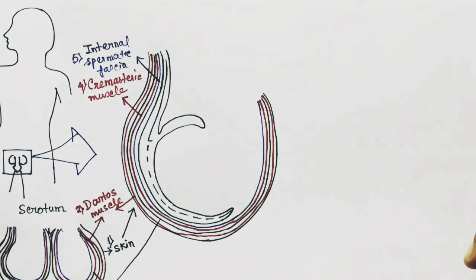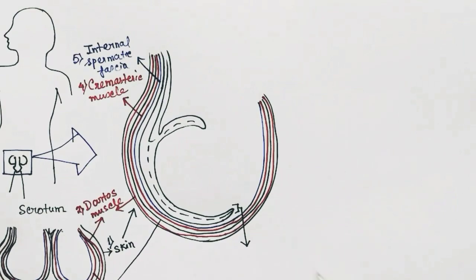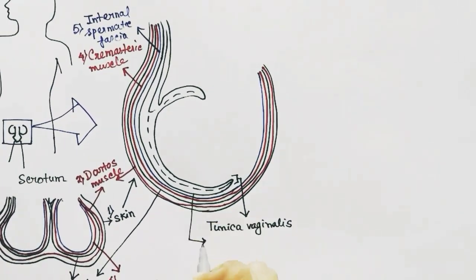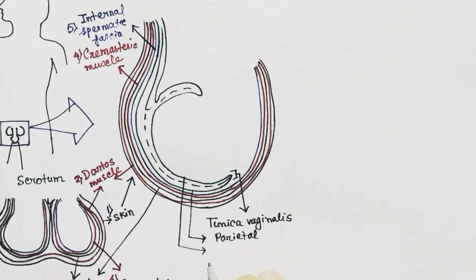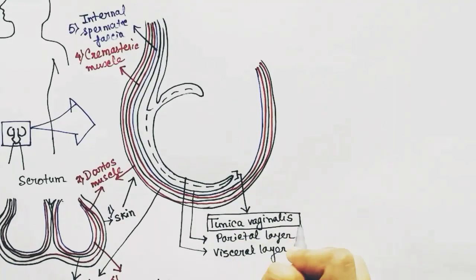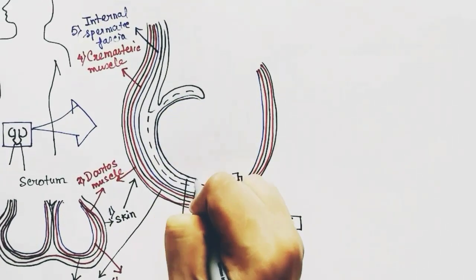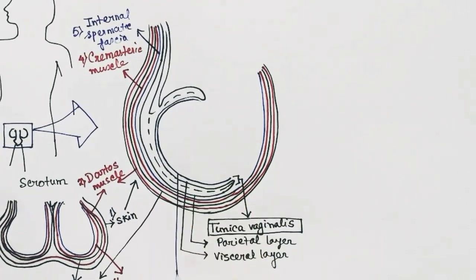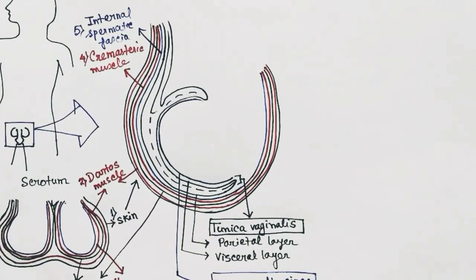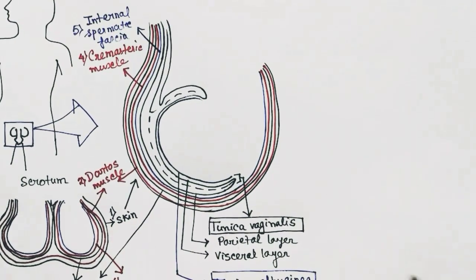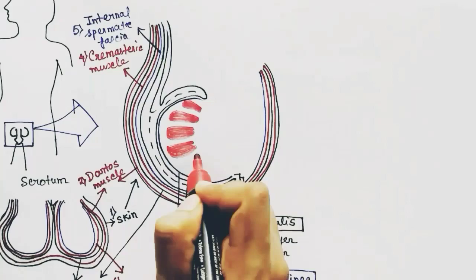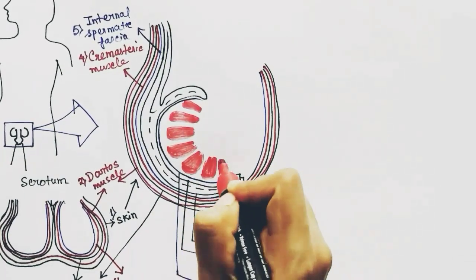And this membrane, the tunica vaginalis, contains two layers. One is the parietal layer and the other is the visceral layer. The visceral layer is towards the testis and the parietal layer is towards the scrotum. After the tunica vaginalis, one more membrane towards the testis is called the tunica albuginea. After the tunica albuginea comes the tunica vasculosa.